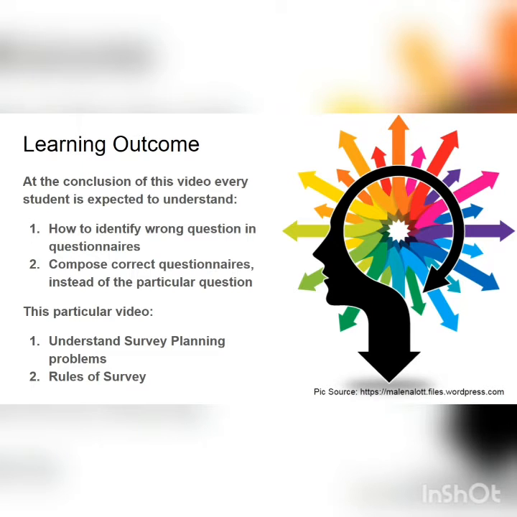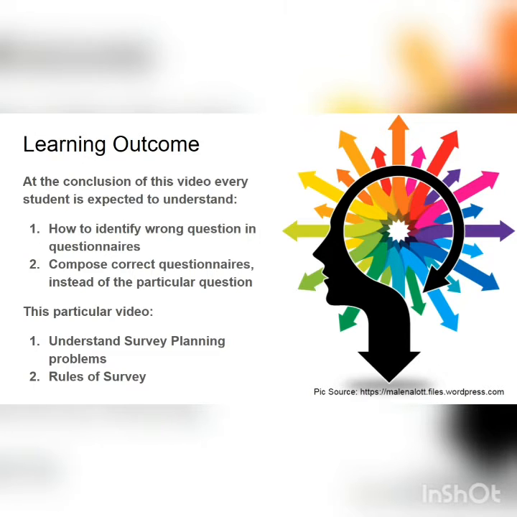Here are the learning outcomes. At the conclusion of this video, every student is expected to understand 1. How to identify wrong questions in questionnaires, and 2. How to compose correct questionnaires instead of the particular questions. In this particular video, you will understand survey planning problems and also you will understand about the rules of survey.